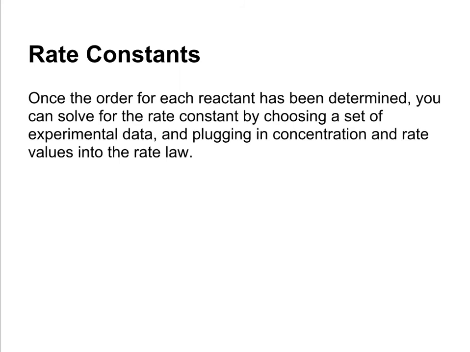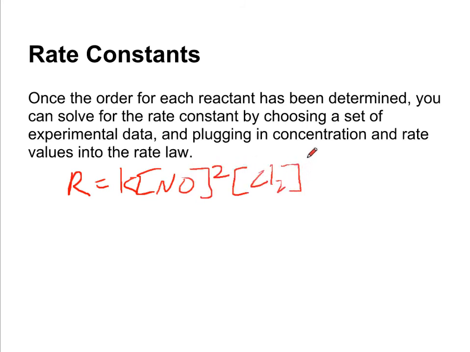So once we've determined the order for each reactant, we can solve for the rate constant by choosing a set of data and plugging it in and solving for K, the rate constant. So our rate law was rate is equal to the rate constant times the NO concentration in its second order times the Cl2 concentration that's first order. So I'm just going to take the data from experiment 1 and plug it into this general form of the rate law.